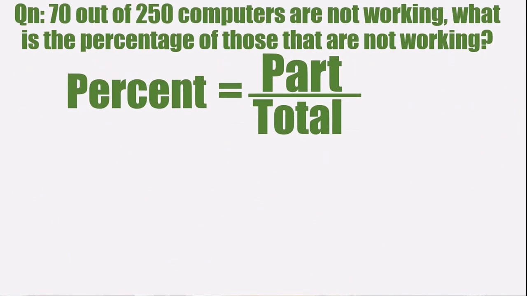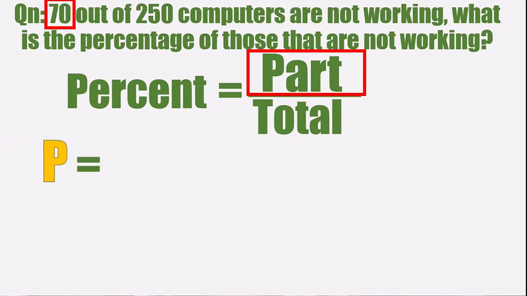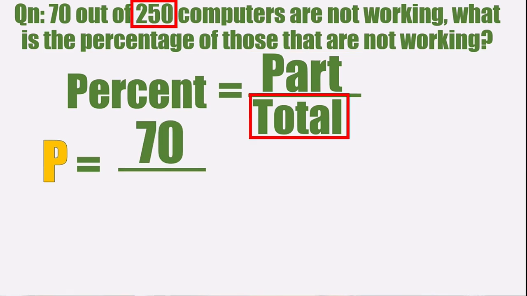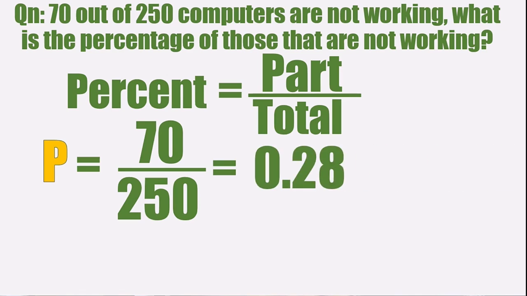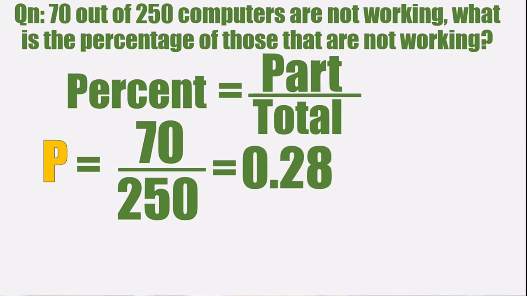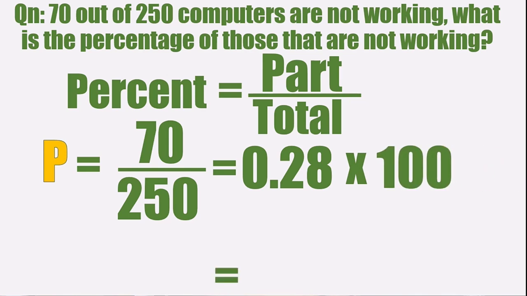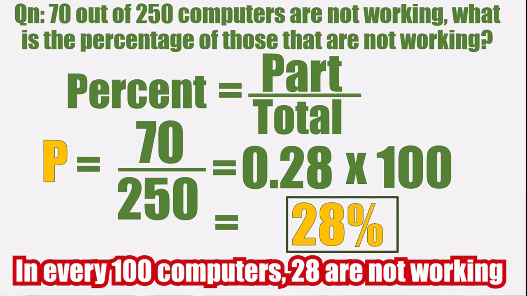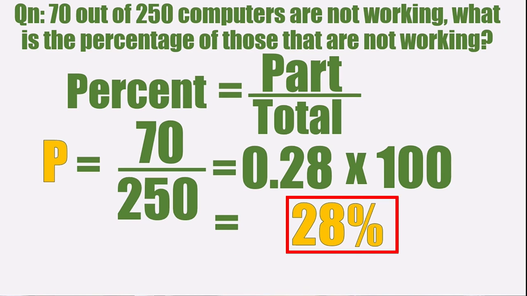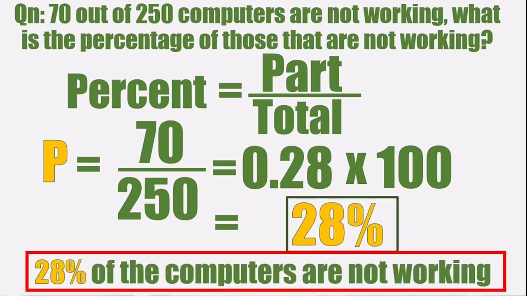You can as well first turn that one into the decimal point, then you multiply it by 100 and change it back to percent. So you can do P is equals to part, which is 70, divided by the total, which is 250. And when you immediately divide this, you get 0.28. Now this 0.28, to change it to percent, you need to multiply it by 100. And when you do that, you get 28. Now to show that it's a percent, you need to add there the percent symbol. In every 100 computers, 28 are not working. That's what that 28 means. Or you can say 28% of the computers are not working.